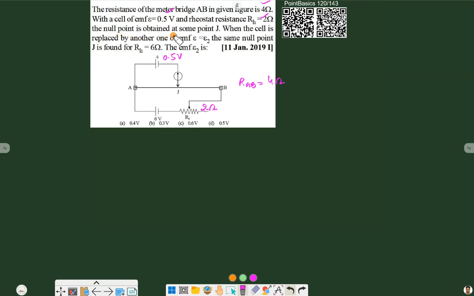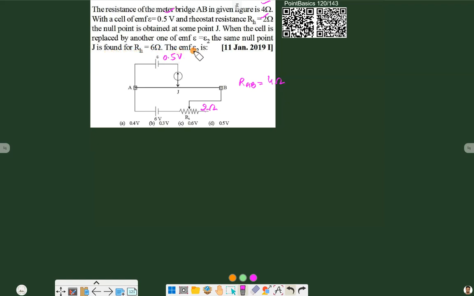A null point is obtained at some point J, somewhere in between. When the cell is replaced by another cell of EMF E2, the same null point J is found for RH equal to 6 ohm.